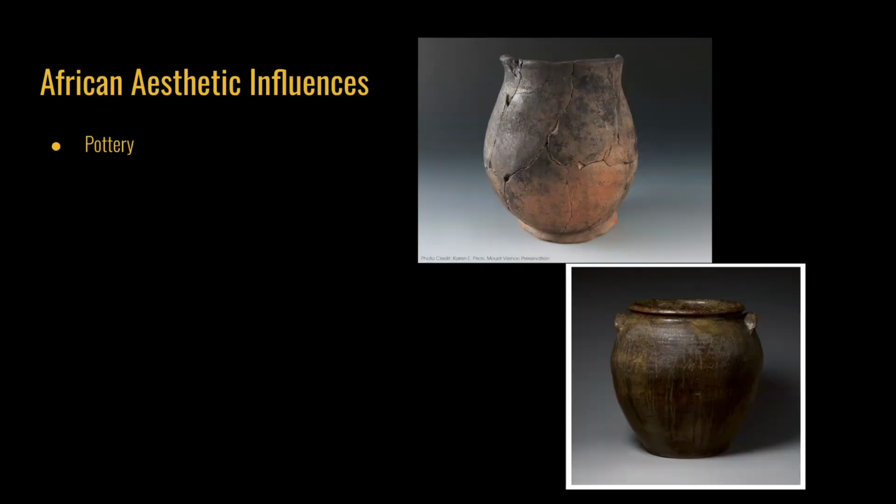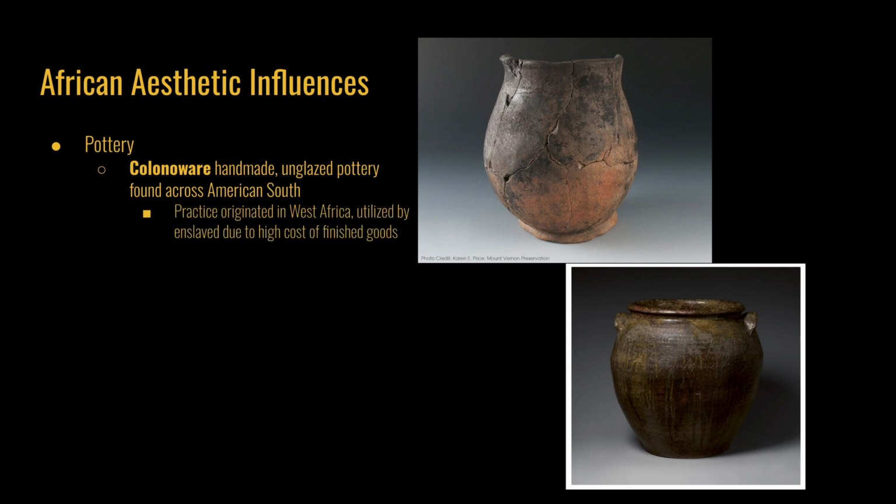Enslaved Africans and blacks in British North America retained some African aesthetic influences in pottery and quilt making. Colonoware, or handmade unglazed pottery, was found across the American South and originated in West Africa. Enslaved people utilized this pottery due to the high cost of finished goods in the colonies and had to provide for most of their needs making these pots.